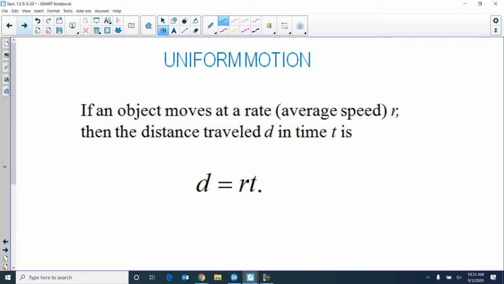Motion, physics, you'll deal with this a lot. And there's common sense, but I still want to write it down. Distance equals rate times time. D equals RT.